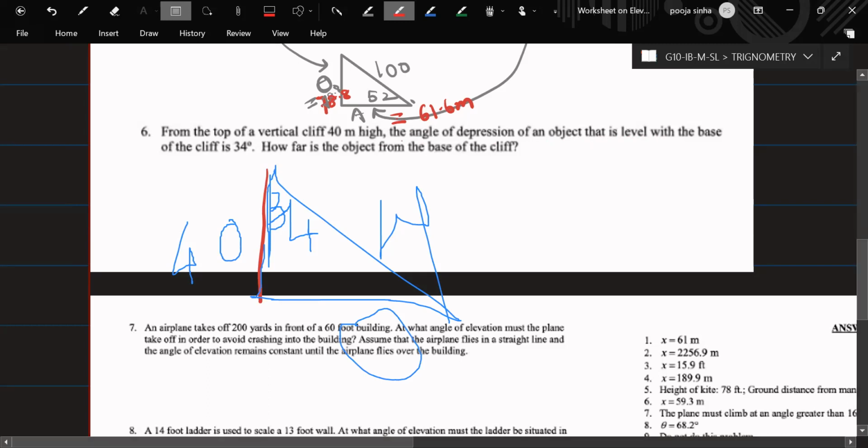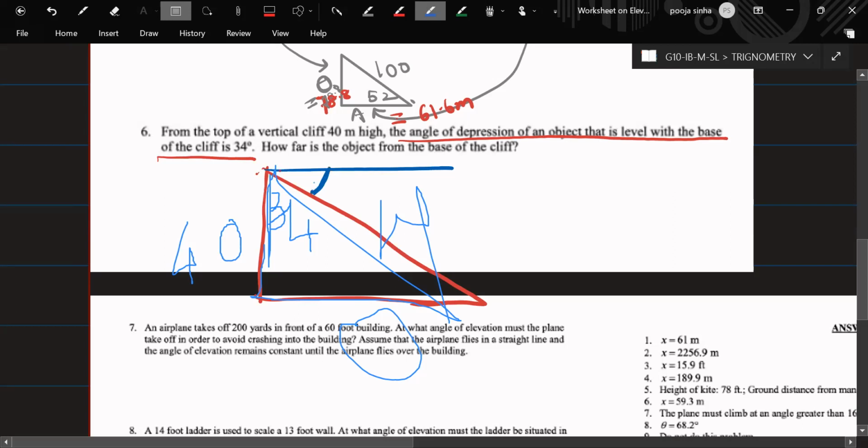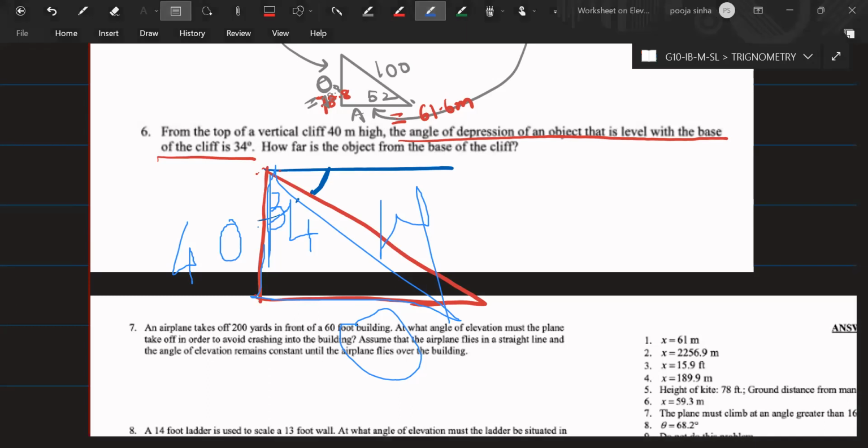Wait, one second. What does this mean? The angle of depression of an object that is level with the base of the cliff. That means that the bottom is straight. Which should be the angle of elevation and which the depression? That's my question. First, why have you written 34 inside? You've written 34 here. It isn't meant to be here. Should it be here or like this?